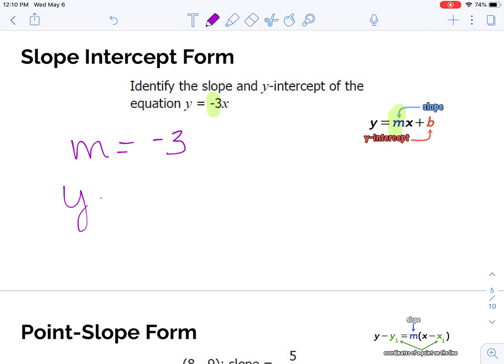All right, what's my y-intercept? What am I adding? Well, I'm adding nothing. So, is there a y-intercept? No, there's none. There is no y-intercept. So, we're just going to leave it at that, okay?